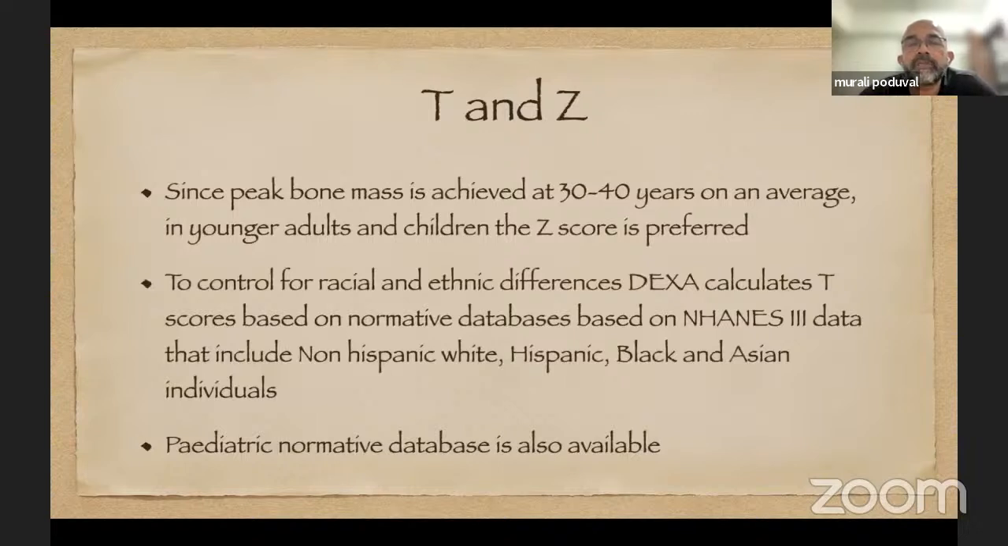Now, since peak bone mass is achieved at 40 years on average, in younger adults and children one cannot use the T-score. One prefers the Z-score, which is an age and gender matched score. To control for racial and ethnic differences, the DEXA has been calibrated. It calculates the T-score based on normative databases. These are all based on the NHANES III database that includes non-Hispanic white, Hispanic, Black, and Asian individuals. In addition to this, there is also a pediatric normative database which is available.